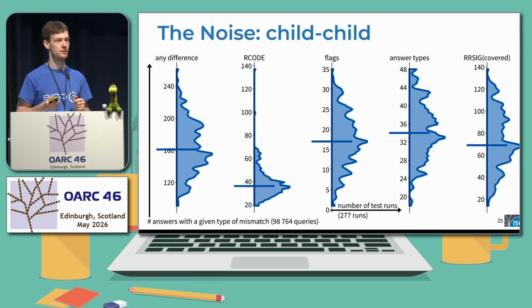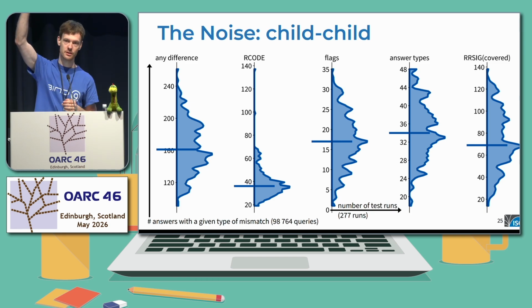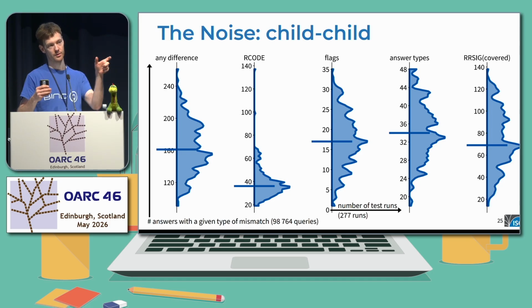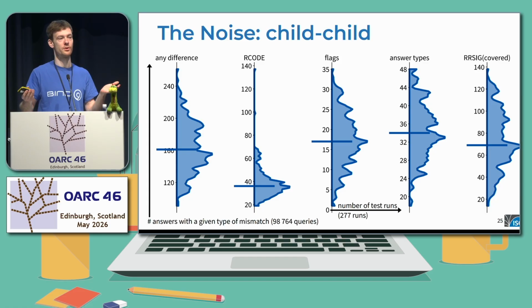Here we have the visual representation of the results. On the vertical axis is the number of DNS responses with differences detected in the given field. On the horizontal axis, we have the number of test runs out of 277 which had that particular number of differing messages. I mean, it's basically a histogram. It's just many histograms at once.